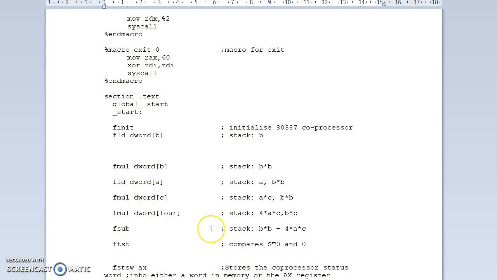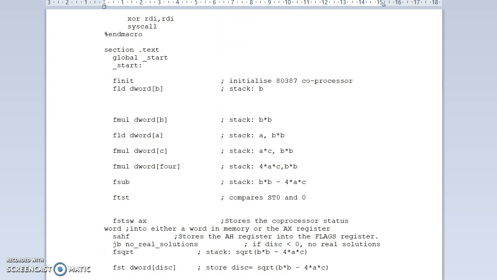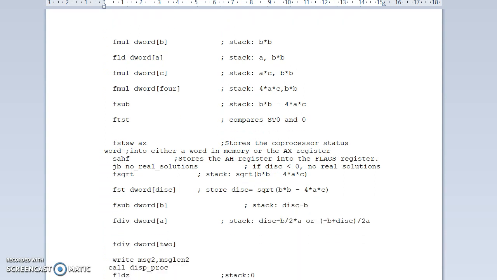So B square minus 4AC will be stored in the top of the stack. Then FTST will compare the top of the stack with 0. So it will check whether B square minus 4AC is less than 0 or greater than 0. If it is less than 0, then there are no real solutions. It will jump to the label which is associated with no real solutions.